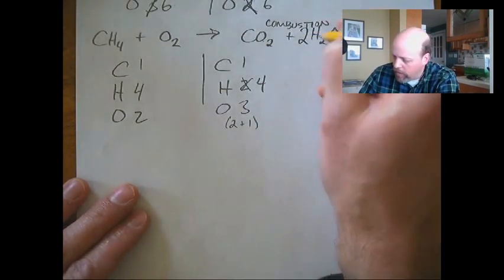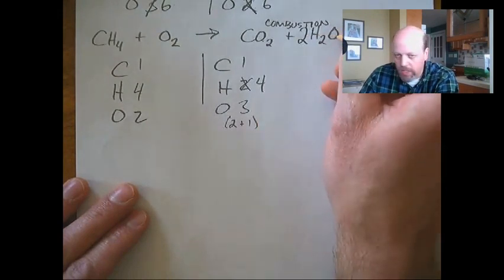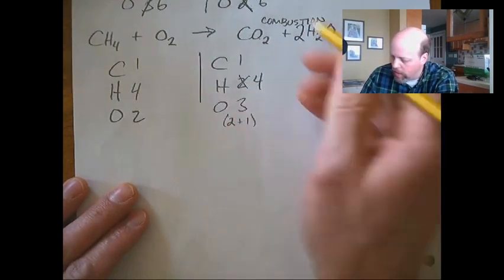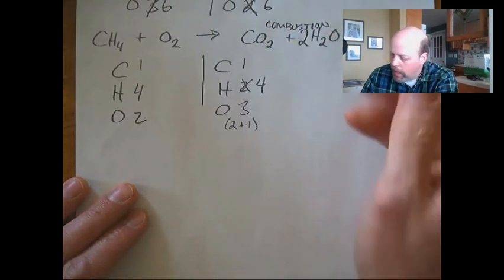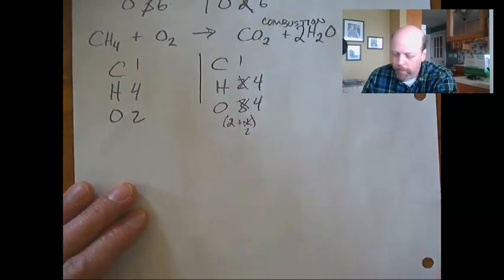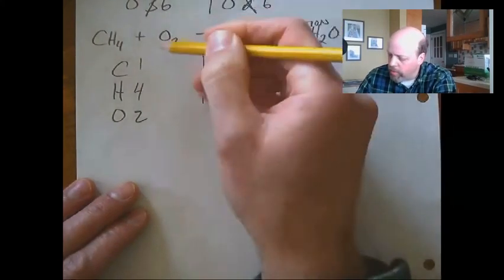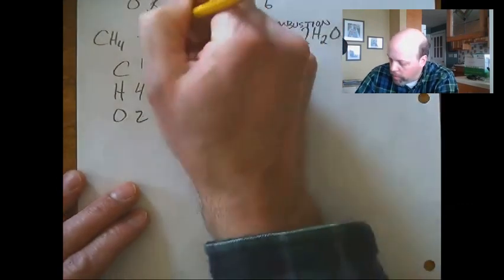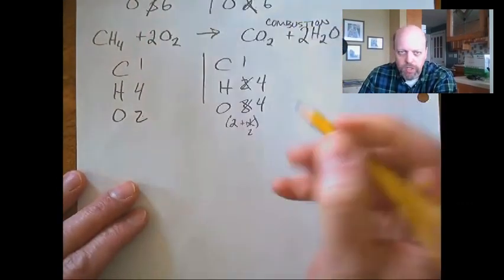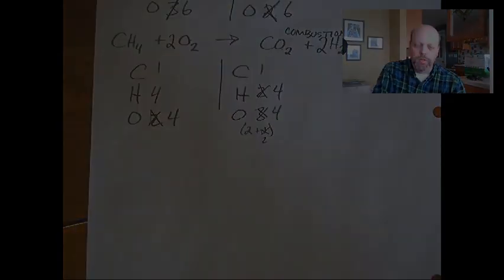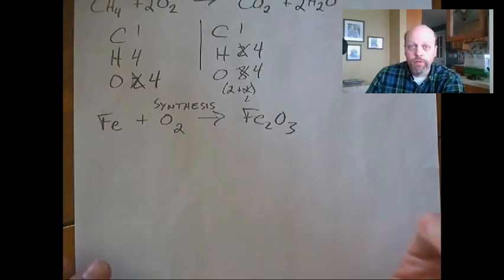Now, what I've done is not only changed the hydrogen to 4, but I've changed the oxygens as well. This 2 is the same. 2 plus 1 is 3 total oxygens. But now I've got 2 plus 2, so I actually have 4. Okay, now the least common multiple between 2 and 4 for oxygen is 4. So I'm going to put a 2 in front here to give me a total of 4 oxygens, and that will balance that equation. All right, so let's do another equation.